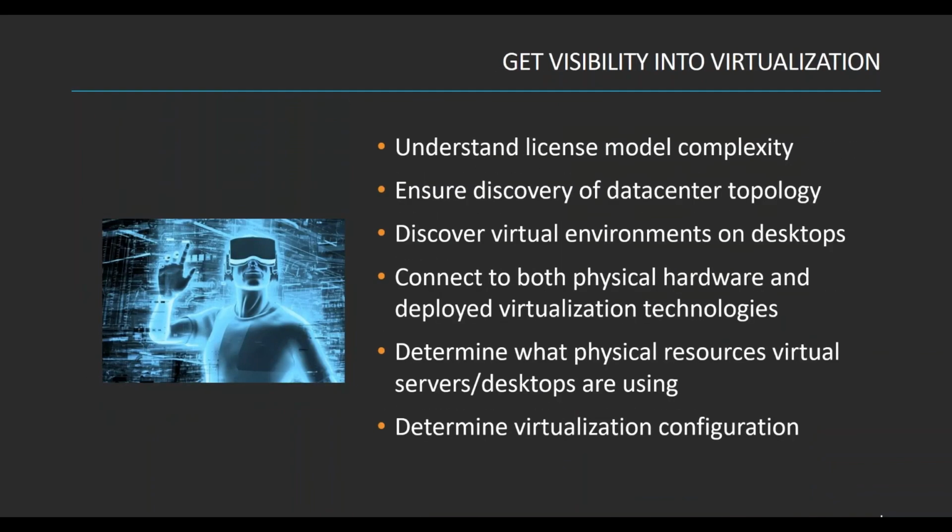The second is when we talk about getting visibility into virtualization. We need to make sure that our software asset management solution can handle that license model complexity, that it can handle discovery of data center topology. And it needs to be able to discover virtual environments on desktops. So both virtual machines and environments within the data center and also on the desktop. It needs to be able to connect to both physical hardware and instances that are deployed using virtualization technology.